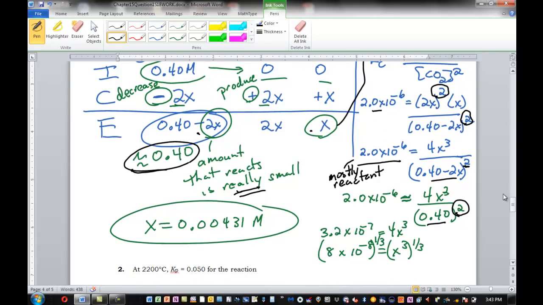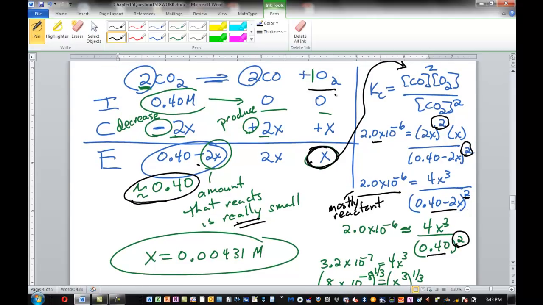Okay. So x in our table, there's x. That happens to be the equilibrium concentration of O2. Again, E is equilibrium. That is the equilibrium concentration of O2. So we have that. But what about the equilibrium concentration of CO? Oh, that's 2x. So all we have to do is multiply that by 2. And then the equilibrium concentration of CO2 is 0.4 minus 2x.